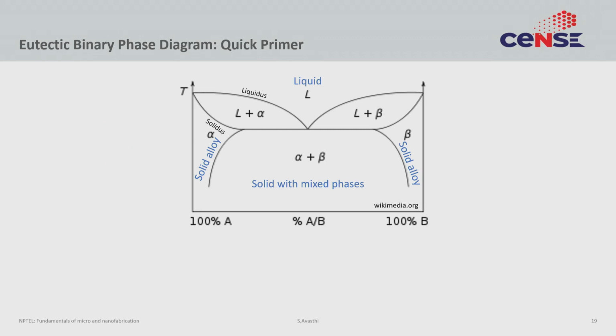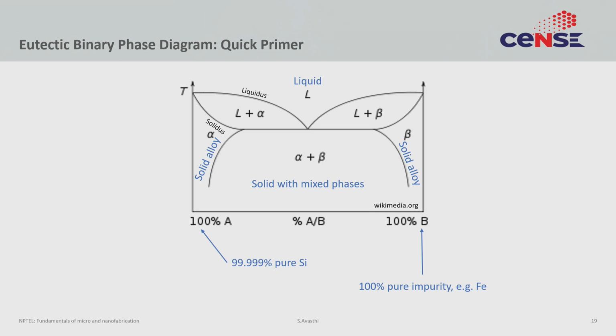A quick primer on what a eutectic binary phase diagram is. Okay. So, typically a eutectic phase diagram looks something like this. Here, what you are looking at is a plot of temperature versus concentration. Okay. So, supposing this is a binary phase diagram between a material A and B. On the right is 100% pure B, on the left is 100% pure A, and in the middle are alloy compositions between that 100% pure A and 100% pure B.